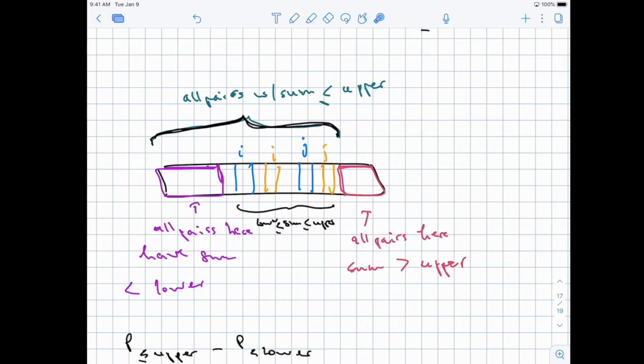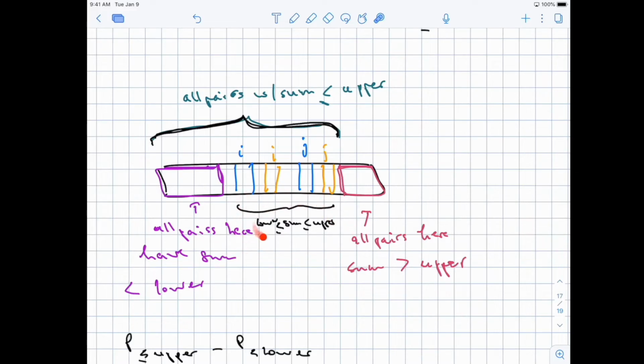So that means basically that to find this here, we just need to find the number of pairs that are overall smaller than or equal to upper, and we need to find those that are strictly smaller than lower, and that will allow us to find the remaining portion, which is those that are between lower and upper, right?